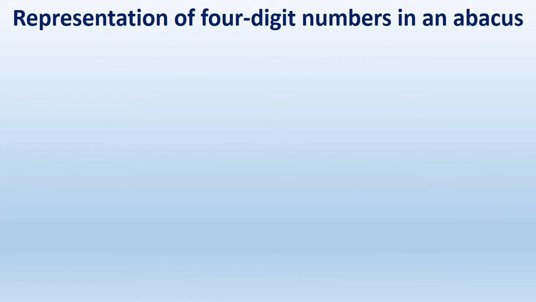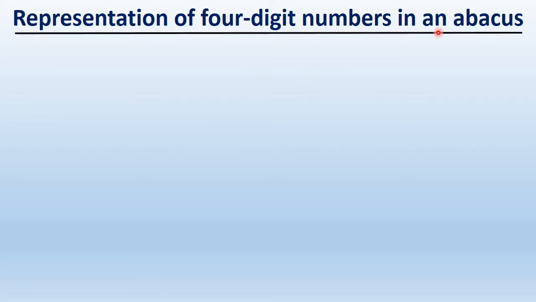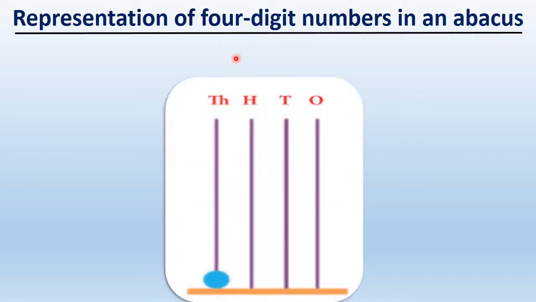Representation of 4-digit numbers in an abacus. So using an abacus, we represent 4-digit numbers. Let us see how we represent the numbers using an abacus. To represent a 4-digit number on an abacus, we need to use an abacus having 4 rods. 1, 2, 3, 4. 4 rods.